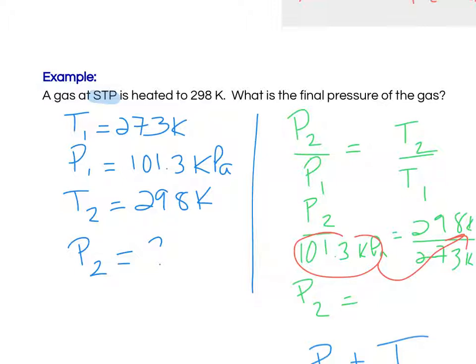I'll grab my calculator here. So 298 divided by 273 times 101.3. Looking at all my variables, I should have 3 significant digits here. When I round to the appropriate number of significant digits, I get 111 kilopascals. And so there I go.